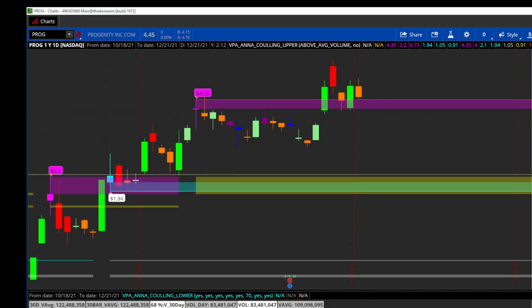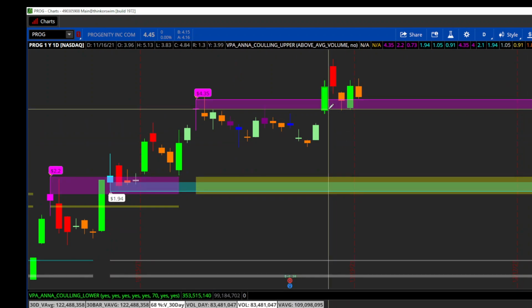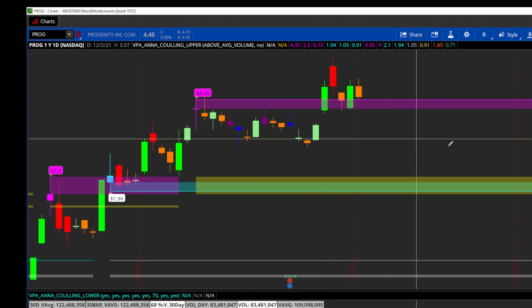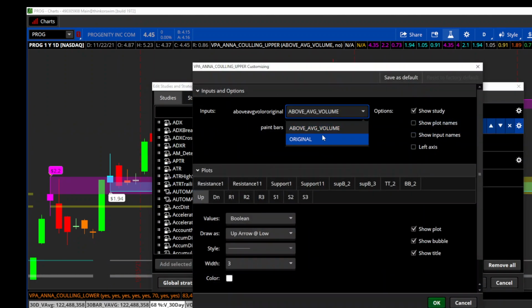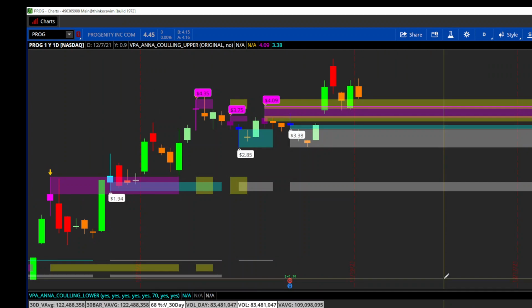With Progeny, it came right back to this area of support. What was resistance has now become support. But you can change the indicator to the original, and it'll track every candle. It'll track every irregular body.